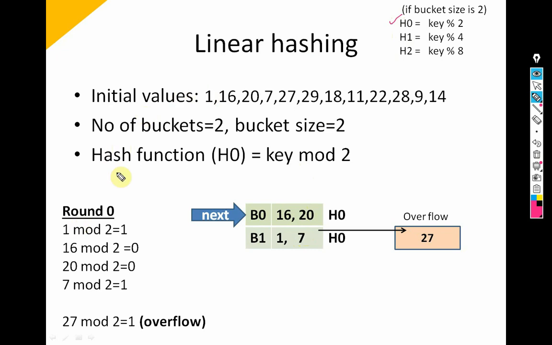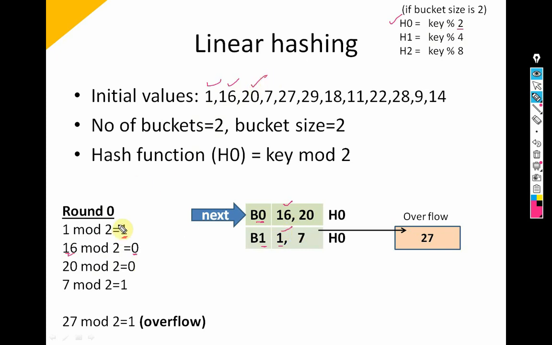Here I want to store 1. 1 mod 2 is 1, which implies 1 is to be stored in the first bucket. 1 is stored in the first bucket. Now I want to store 16. The next value to be stored is 16, the second value. I am using H0, mod 2. So 16 mod 2 is 0. So 16 is to be stored in the 0th bucket. 16 is stored in the 0th bucket.